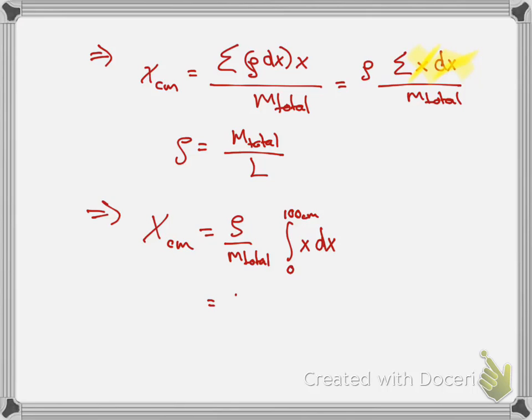Remember, the density of the meter stick was just the mass of the meter stick, m total, over the total length of the meter stick. We have m total on the bottom, integral of x dx from 0 to 100 centimeters. So the m totals cancel, so that we just have 1 over L out front. We've got x to the first power, dx. So let's go ahead and write this integral. So there's the integral copied from the other page. This is for the center of mass of the meter stick.